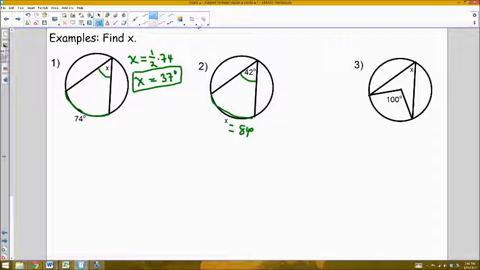Sometimes we have to put a couple different angle measures together. Here I have a central angle of 100 degrees, and recall that an arc intercepted by a central angle shares that same angle measure. So this arc is 100 degrees, which means that this inscribed angle, which is half that arc, would be 50 degrees. Okay, so an inscribed angle is always half its intercepted arc.